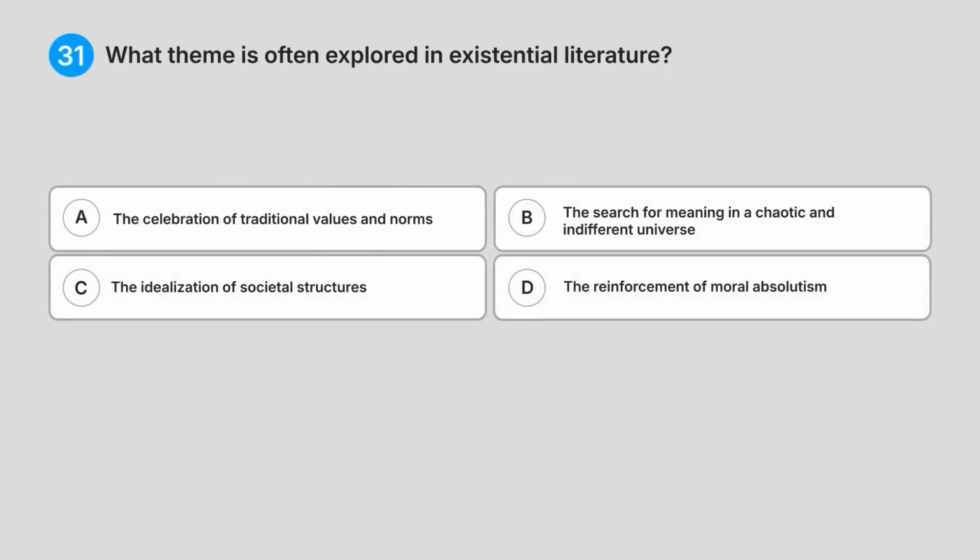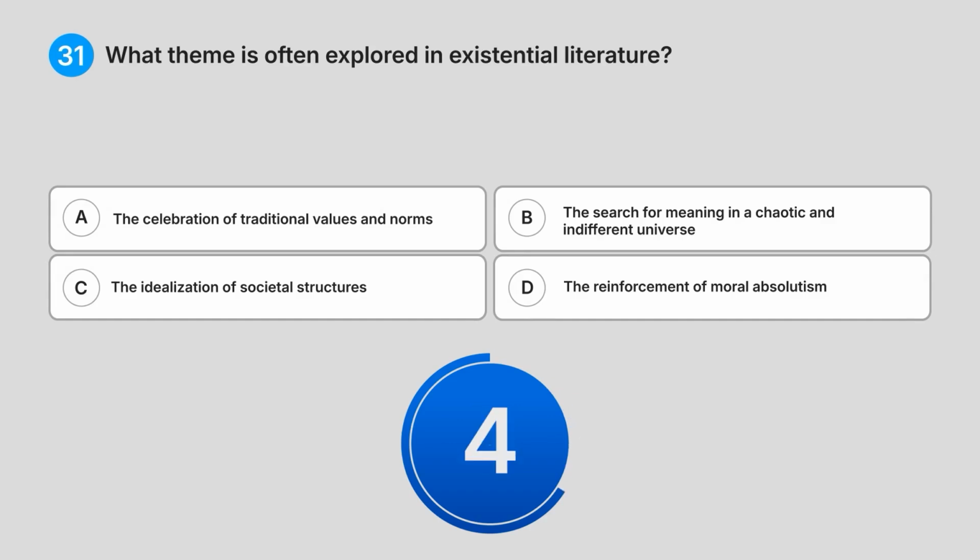31. What theme is often explored in existential literature? A. The celebration of traditional values and norms. B. The search for meaning in a chaotic and indifferent universe. C. The idealization of societal structures. D. The reinforcement of moral absolutism. What do you think is the answer?